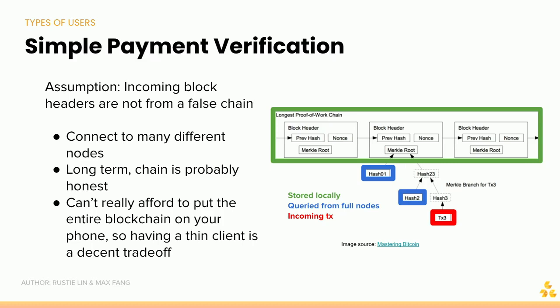If you care about validity, then you wouldn't operate an SPV node, probably. If you really want to verify this, then you'd probably operate a full node. Cool.